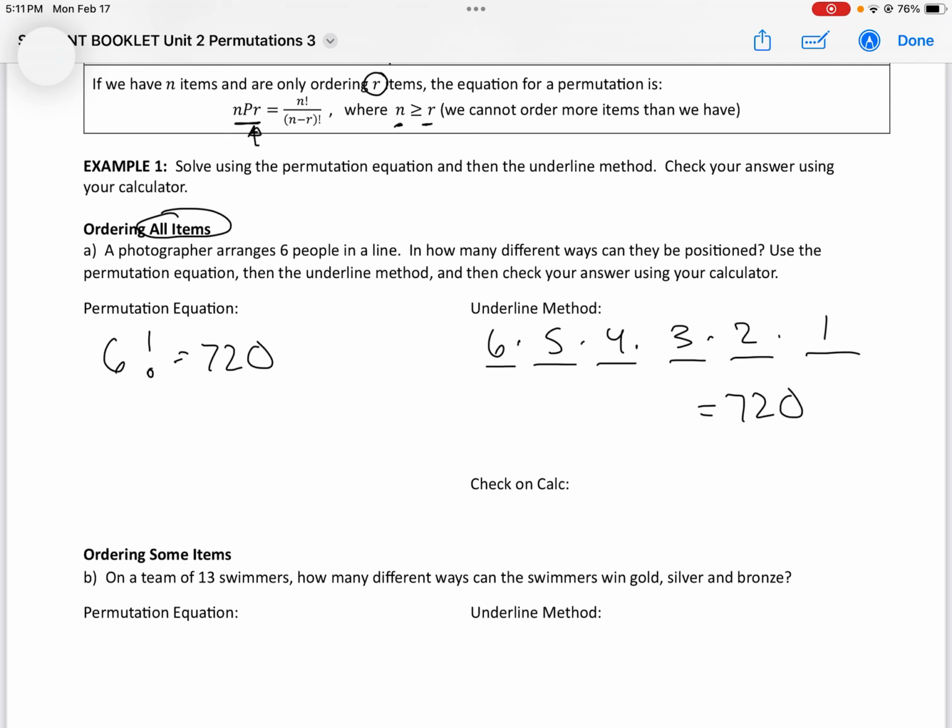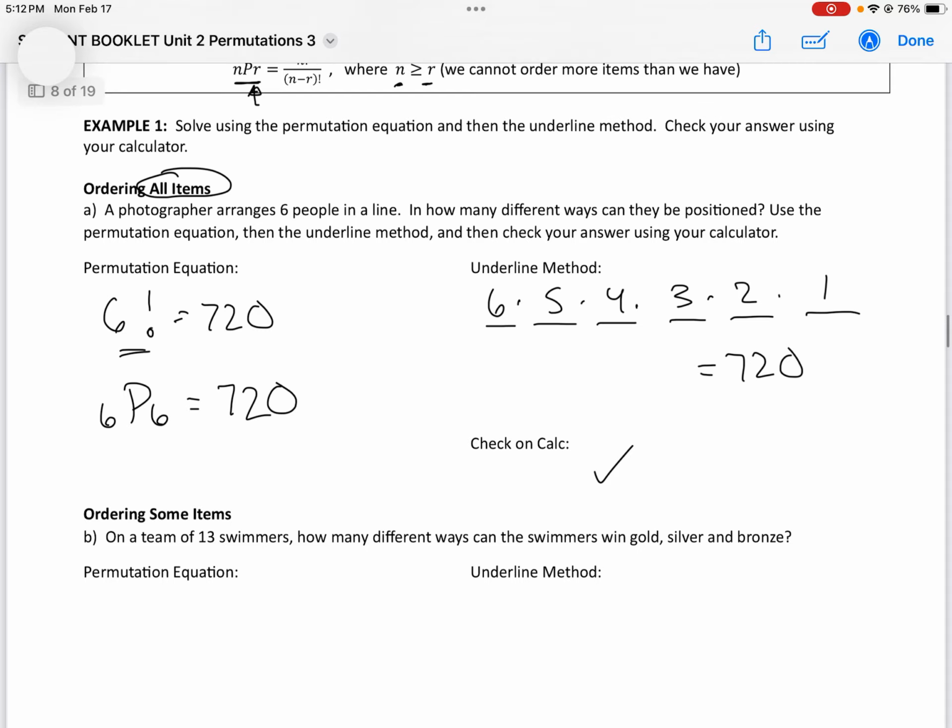I use 6 factorial here because it is 6P6. If you put 6P6 into your calculator, it's going to also give you 720. So there's actually 3 different ways to do this one. And then when we check, we're good.